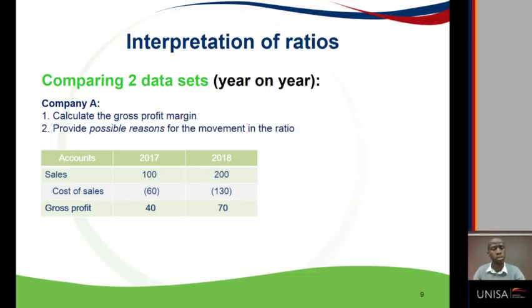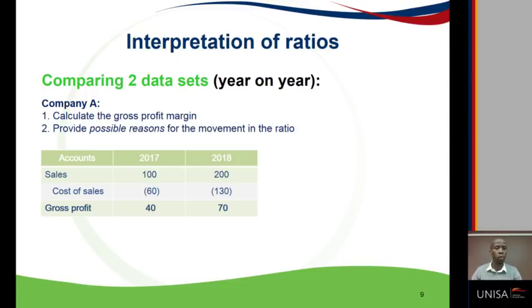gross profit margin. In this case, you're given two data sets, 2017 and 2018. Sales are 100, and then the following year you've got 200. So they've basically doubled. Then we look at cost of sales, which is 60, and the following year is 130. It's actually more than doubled. Gross profit is up from 40 to 70. So you can see from the word go here that as much as we've made more profits, our cost of sales has increased more than our sales.